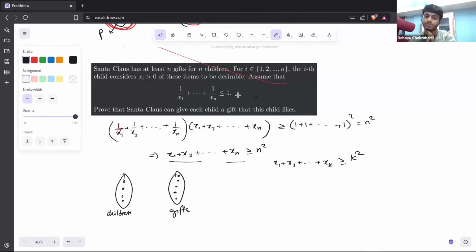Like if you don't know Hall's. Wait, so one of these K children has at least K gifts. No, like one of the children from X1 to XK has at least K gifts. Oh, okay, yeah, K distinct gifts. Yeah, PHP. Okay, that was PHP, fine. Yes, that is PHP.